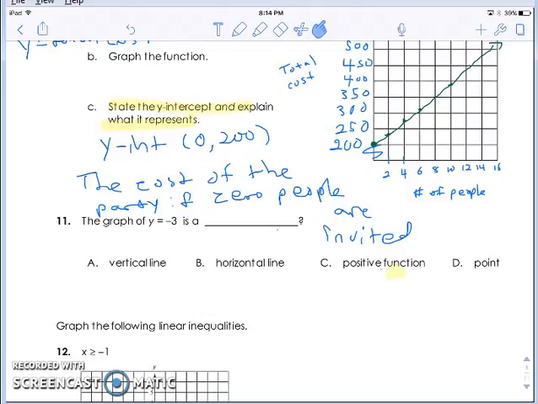The graph of y equals -3. A y-only line is a horizontal line. The x only is the vertical line.